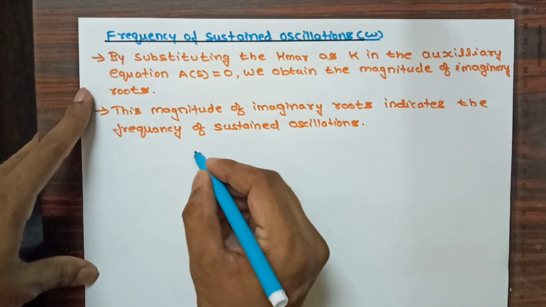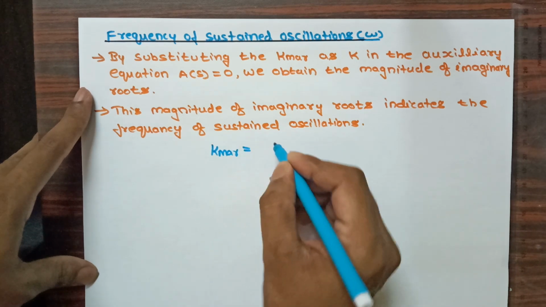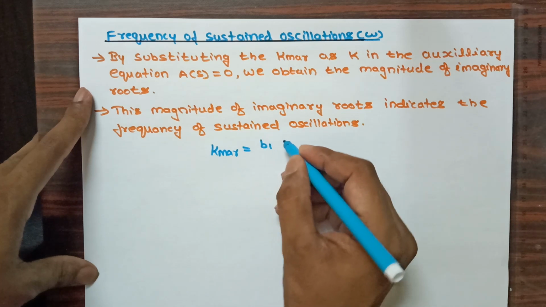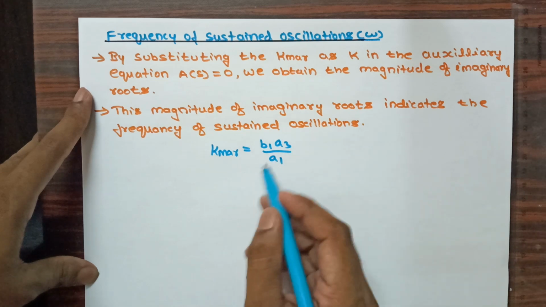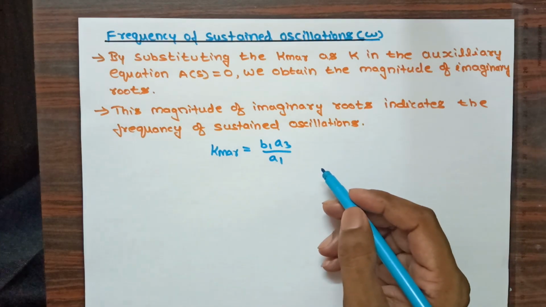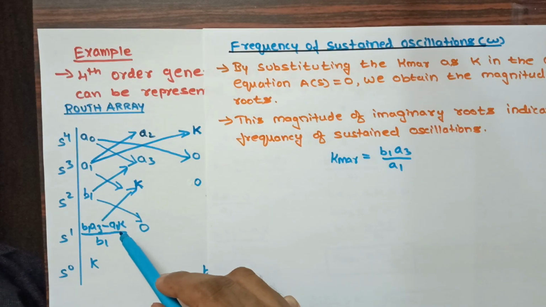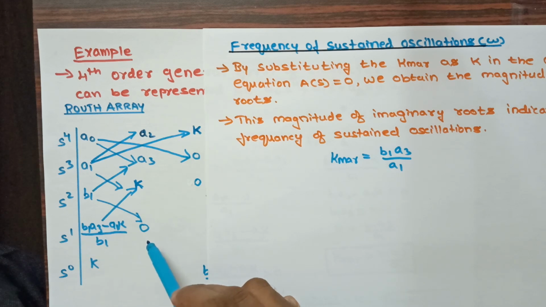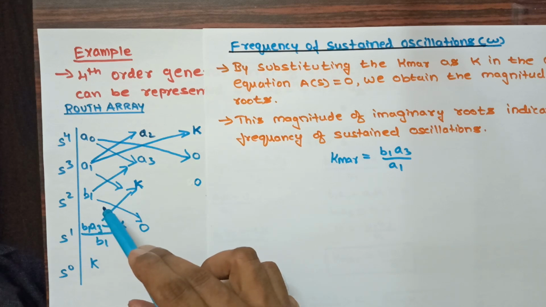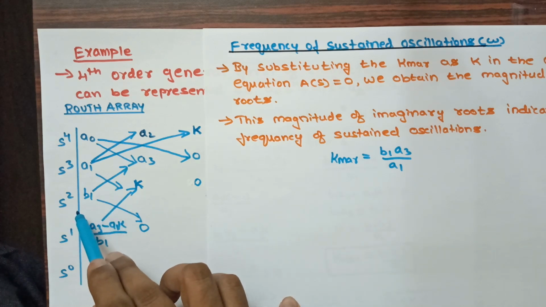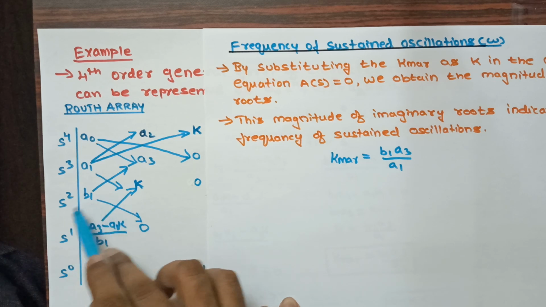For example, now here we got the k value, k margin is equivalent to b1 into a3 divided by a1. For this k value, we are going to consider the auxiliary equation. As you can see in this array, when I substitute the k margin value, this whole row becomes 0. As we know, once we get the complete row 0, the above row we are going to consider as the auxiliary equation.